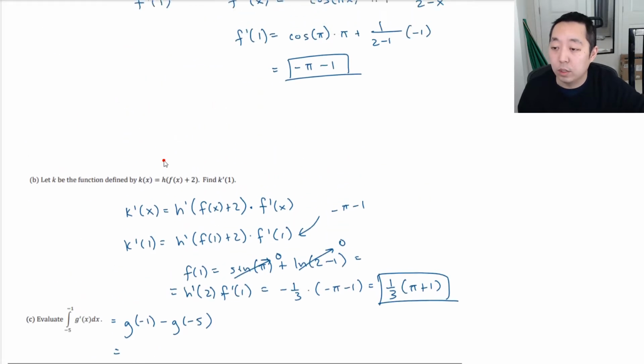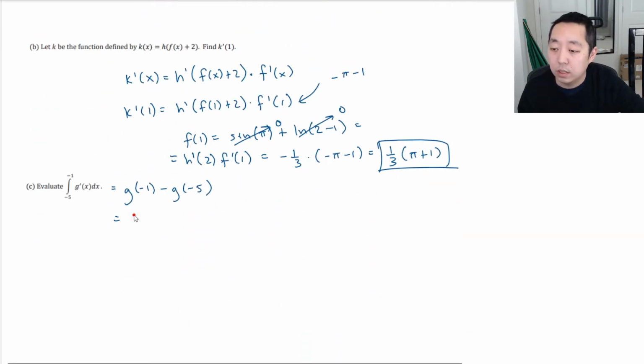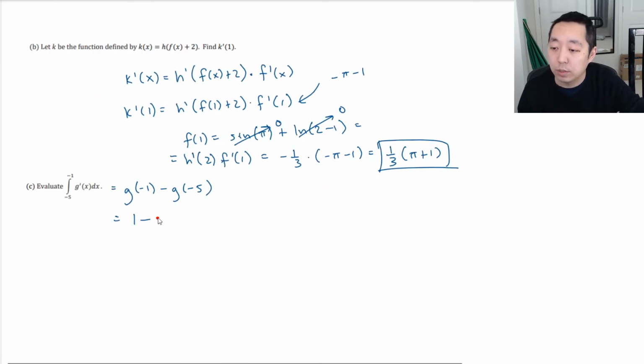And then I have to go look at how do I find g. G of negative 1 is 1. G of negative 5 is 10. So this is 1 minus 10 equals negative 9.